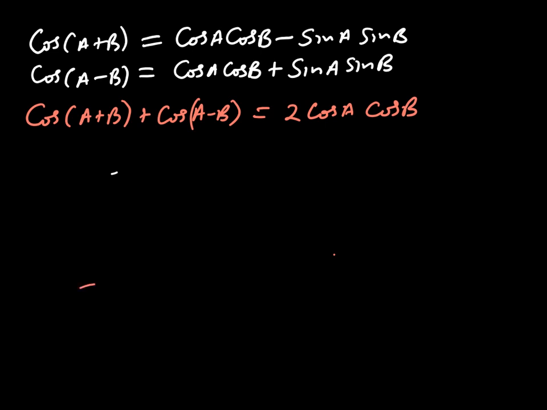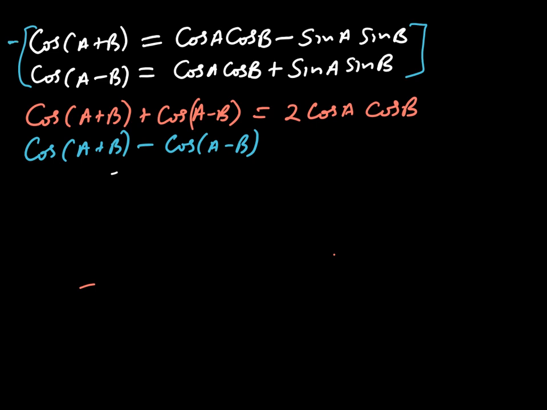What about if we take cosine of A plus B minus the cosine of A minus B. If you subtract, you try to be careful in the process of subtraction. The negative will change this to negative. The first part here will cancel out. Then I will have a minus sine A sine B and another minus sine A sine B. So I get a minus 2 sine A sine B.